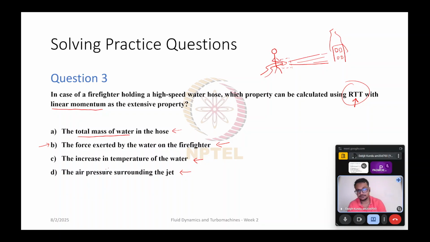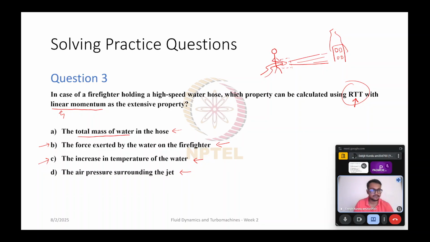Now, the other two options: the increase in temperature of the water. In order to find this, the temperature of the water is related to the heat energy of the water. And in that case, it's not linear momentum, but rather energy, kinetic plus heat energy, that has to be considered as the extensive property. So that can be done using RTT only, but then we need to conserve energy, not linear momentum. And the final one, air pressure surrounding the jet, is a bit more tricky.